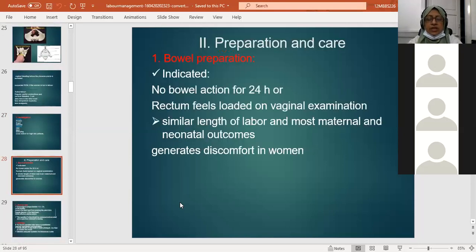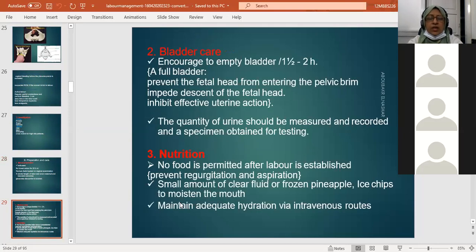To exclude it. But if the patient already has had this investigation, there is no need to repeat it. Now, regarding bowel preparation, there is no need of bowel preparation for the patient, and no need to give an enema. But if the patient has constipation and hasn't moved her bowels for the last 24 hours, then you can give an enema to empty the bowel.